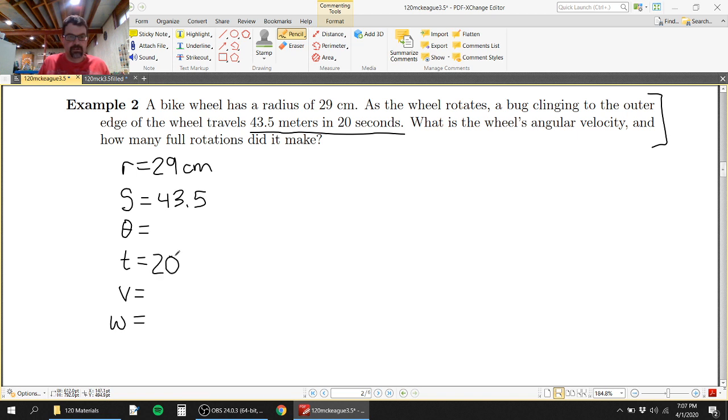That's clearly a time. Oh, I should put meters right here. Seconds. What is the wheel's angular velocity? So that's omega. We're going to try and find this guy. And how many full rotations did it make? All right, now angular velocity is a rate of change. How fast is something changing over time? But how many full rotations did it make in this 20 seconds? Well, that's just an angular measure. How much did it rotate?